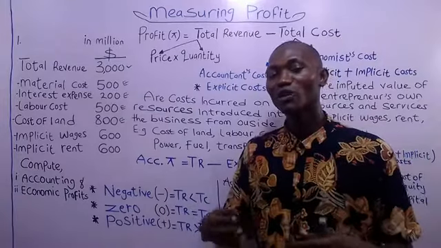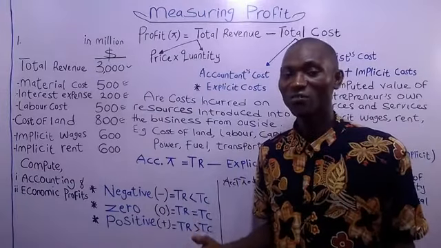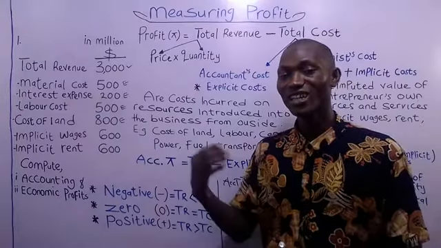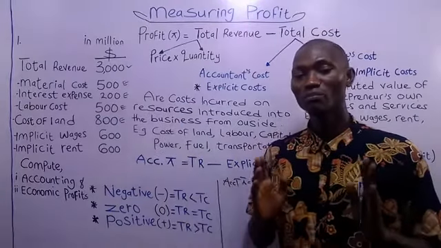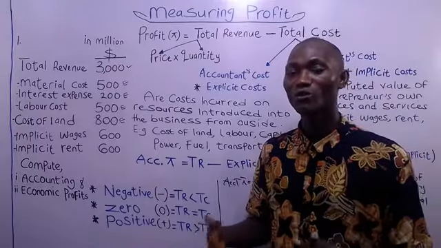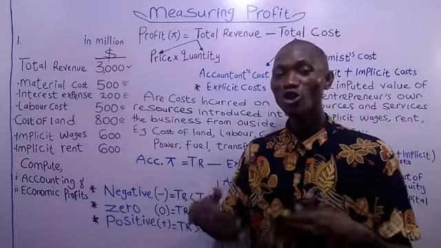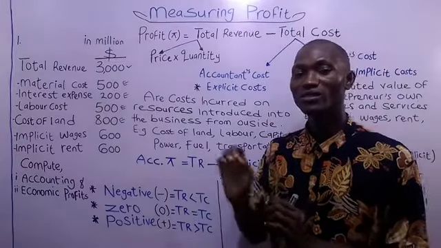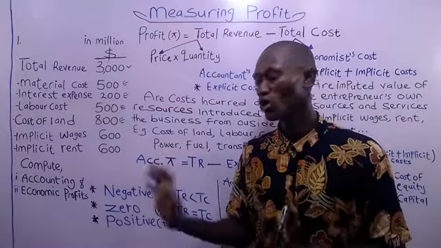So here, zero economic profit is a characteristic of a firm in a perfectly competitive market in the long run. Because a firm in a perfectly competitive market in the long run will make zero or normal profits. That's total revenue is exactly equal to cost.